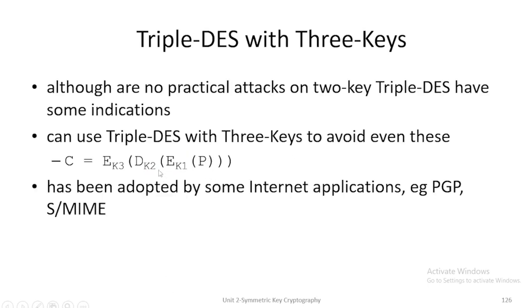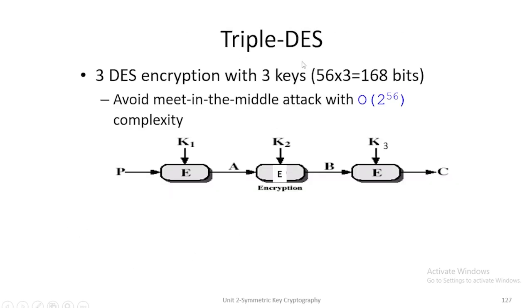If the same problem is implemented with 3 keys, it means 3 different keys are used. So K1, K2, K3. Encryption is done with the help of K1 and K3 values. Decryption is done by the K2 value. So this triple DES scheme is implemented in internet applications, mainly PGP, that means Pretty Good Privacy, and S/MIME, Secure Multipurpose Internet Mail Extension. So in these two applications, triple DES with 3 keys is used.